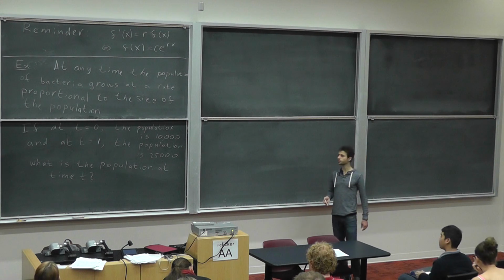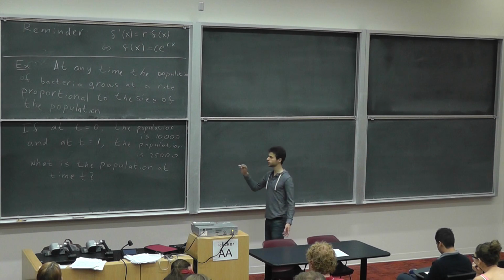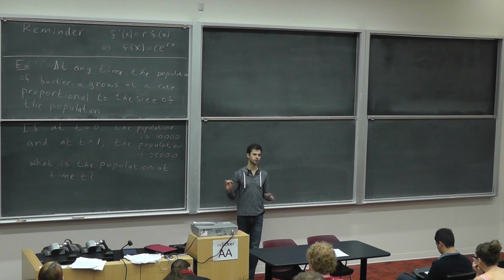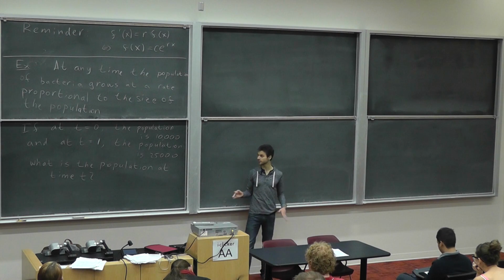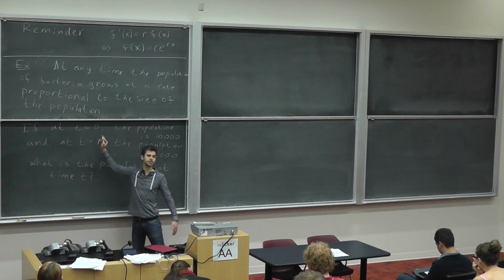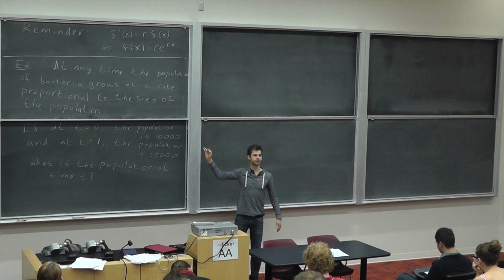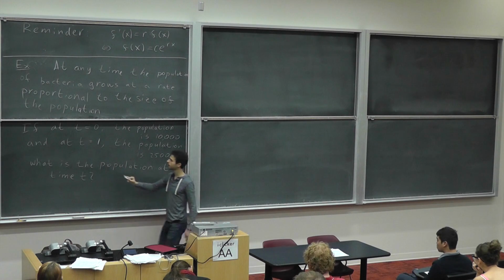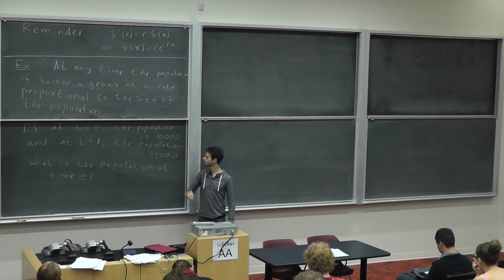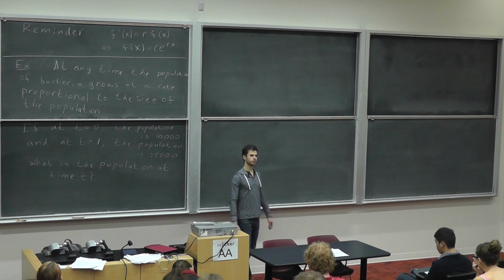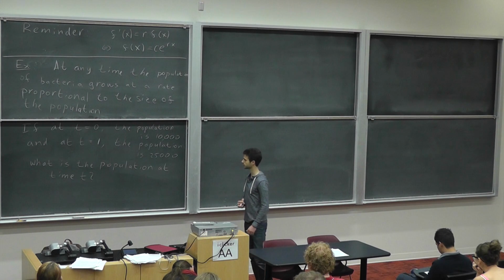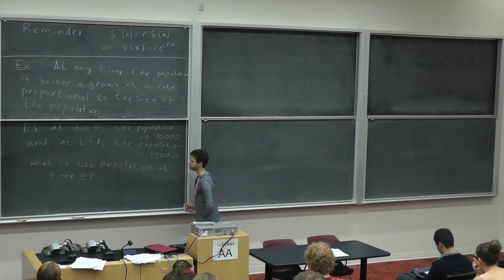So we are given two data points. Well, I didn't say what units, maybe it's hours, days, but that's not relevant. When t is equal to 0, the population of bacteria happens to be 10,000, and when t is equal to 1, it happens to be 25,000. The question is, you want to know at any time t, what is the population? Well, let's solve this.